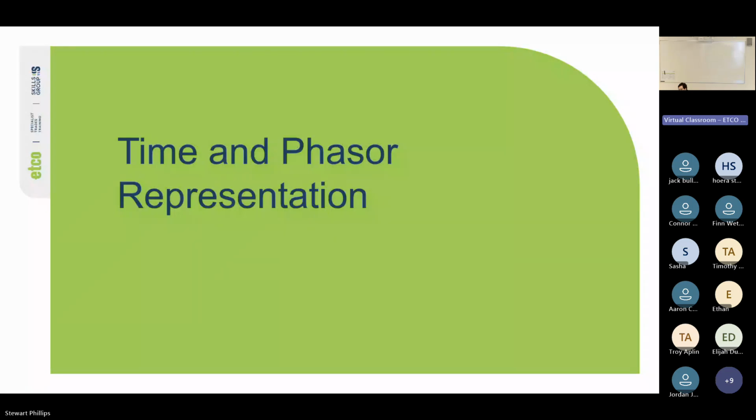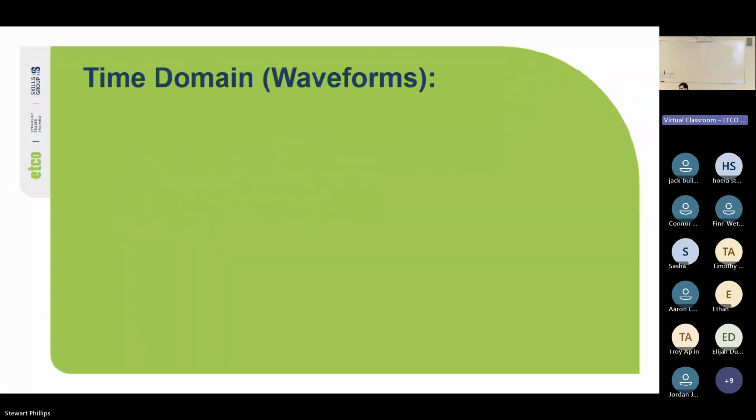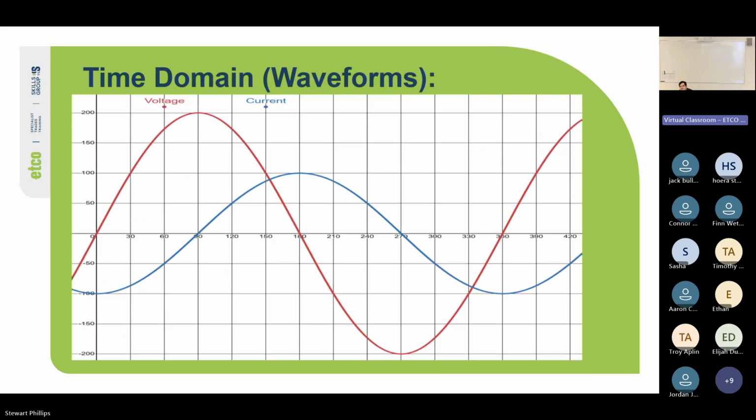Cool, we'll go back. So when we talk about the time domain, this is what the waveform looks like. When the voltage is crossing zero, current is at its maximum because the energy stored in the magnetic field is being released. So this is what it would look like if we were doing a purely inductive circuit. This is the relationship between voltage and current in an inductive circuit.